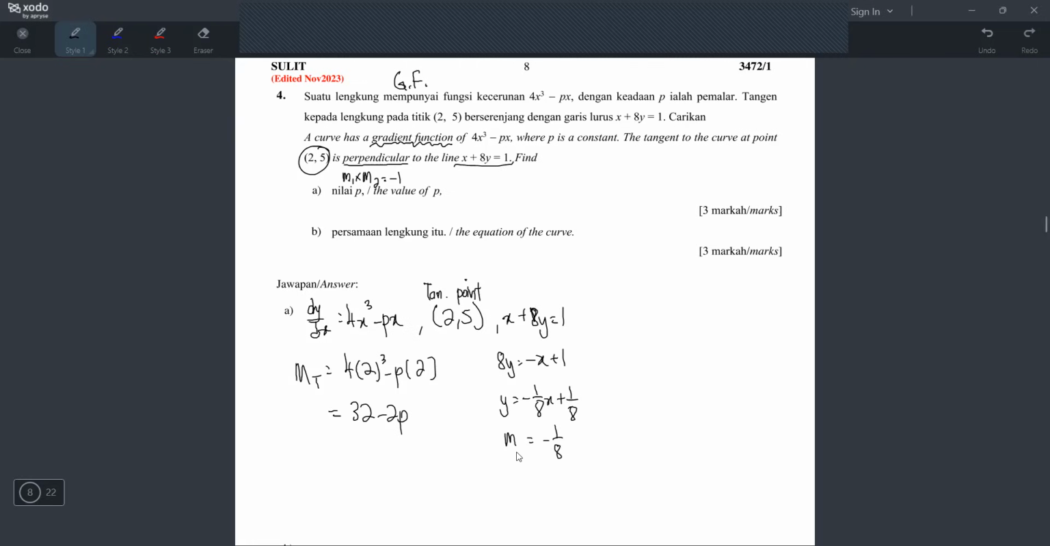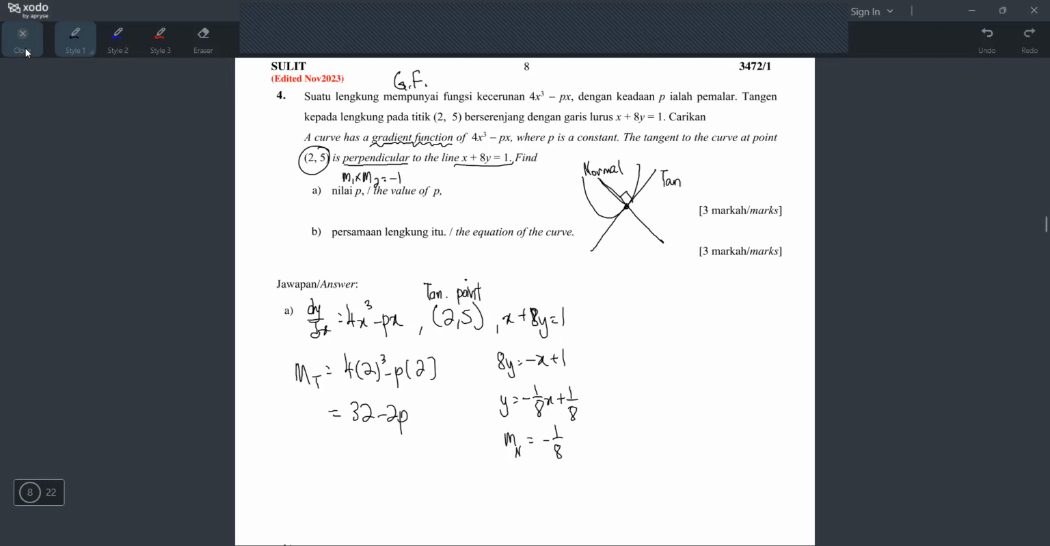And guess what? This is the gradient of the normal. Do you remember what the normal is? Let's say I have a curve here, and a line that touches the curve at one point. This line, we call it the tangent, right? What is the normal? The normal is always perpendicular to the tangent, so we call it the normal line. So why do I call this the gradient of the normal? Because they said the tangent is perpendicular to this line. I don't care what line this is, but I know my gradient of the normal will be the same as the gradient of this line, because they already said the tangent is perpendicular to this line. That is why the gradient of the normal is -1 over 8.